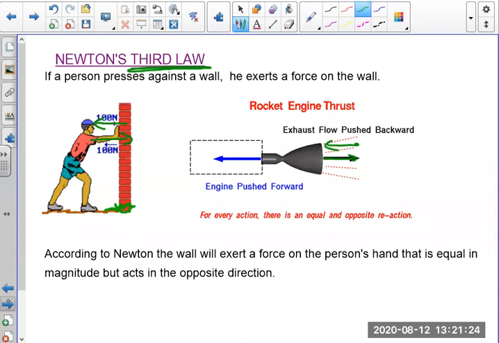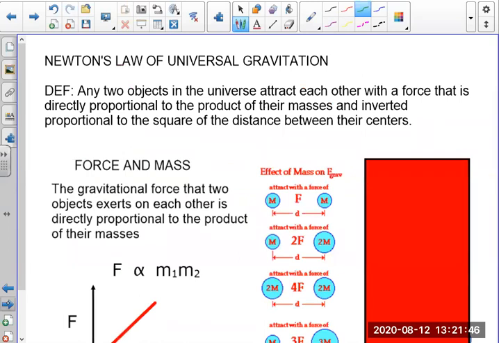According to Newton, the wall will exert a force on the person's hand that is equal in magnitude, but acts in the opposite direction. So that's Newton's third law. You must be able to take a situation and apply it to one of the laws. They like to ask that in a multiple choice question sometimes. So that's the laws.